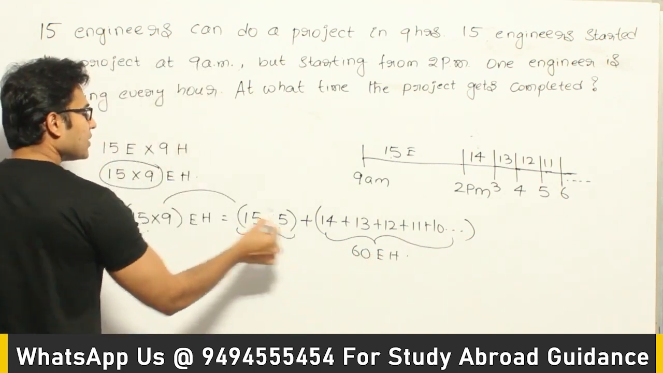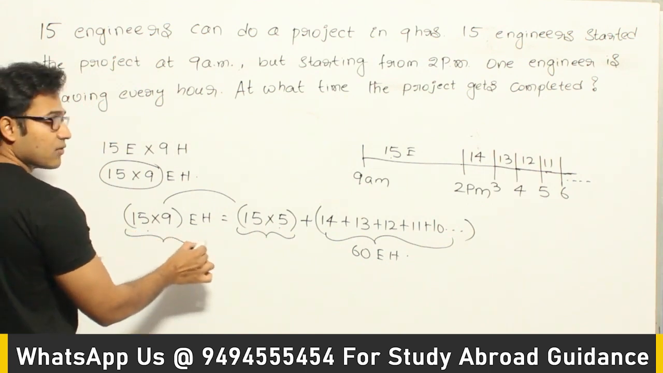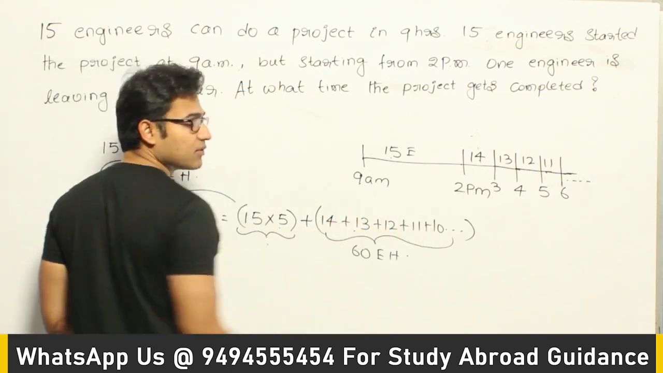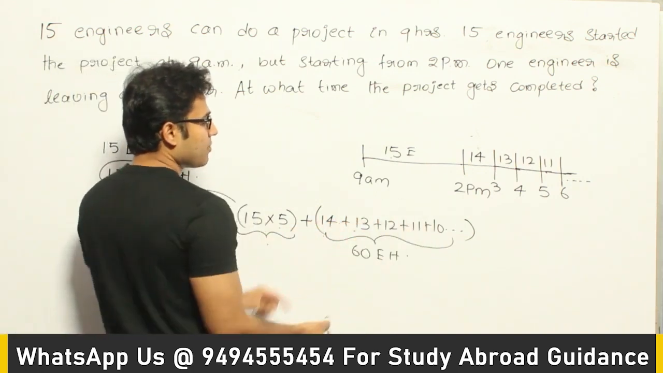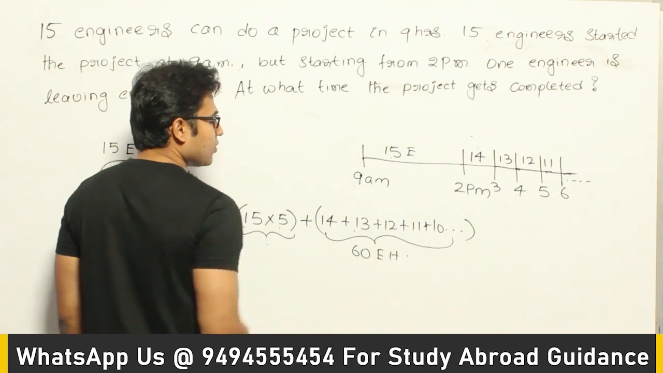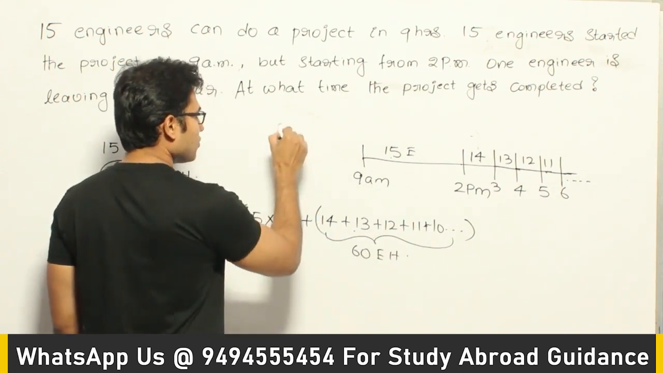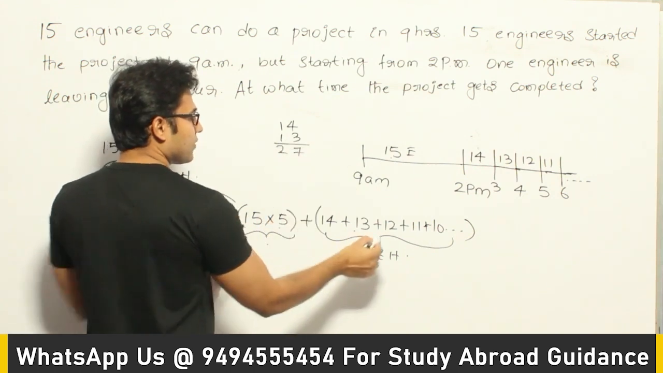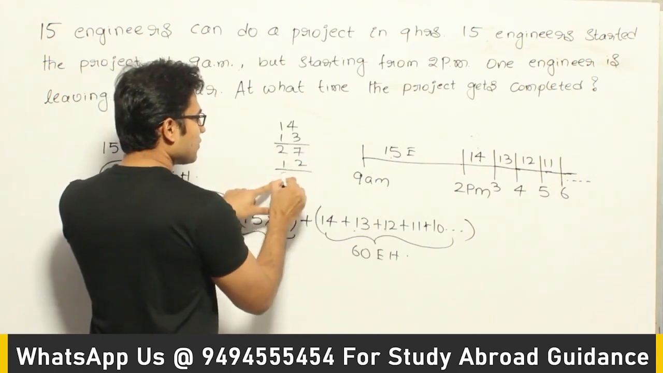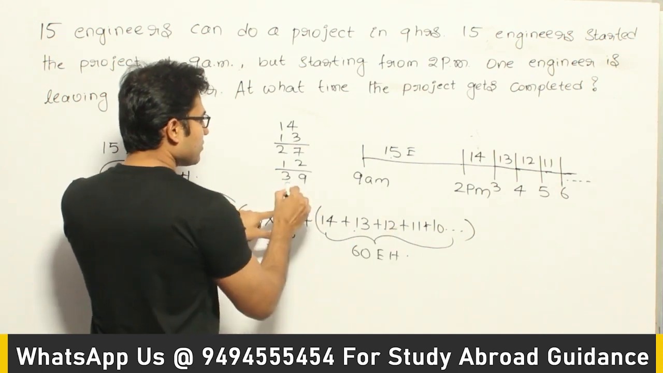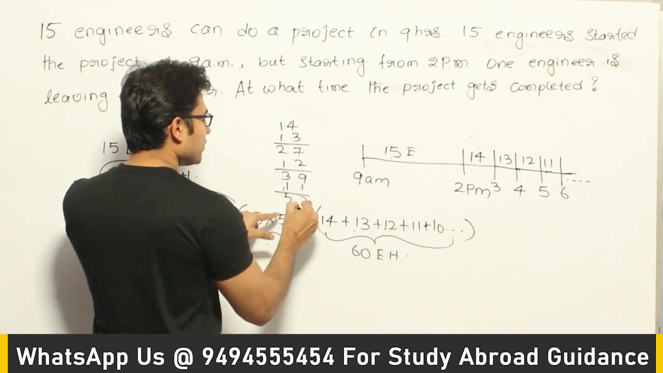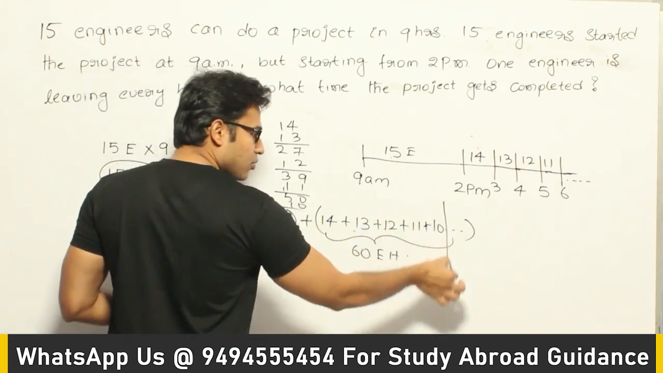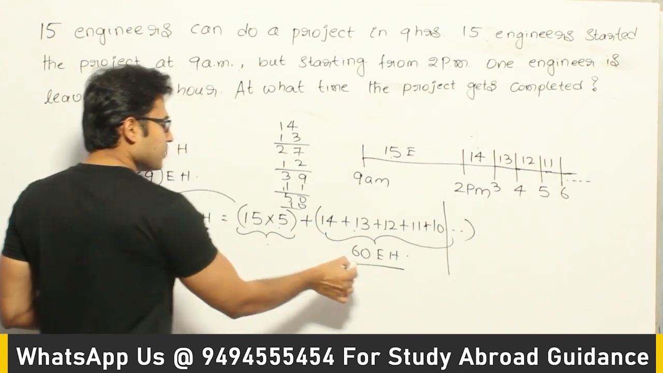See, there is some effort given here, and this is the total effort required. Now I am finding out the difference. Now the remaining difference has to be given by this sequence, right? Now you have to add them all up and see that the sum is equal to 60. So 14 plus 13 is equal to 27, and 27 plus 12 is equal to 39, and 39 plus 11 is equal to 50, and 50 plus 10 is equal to 60.